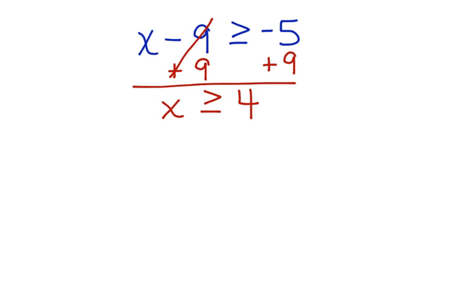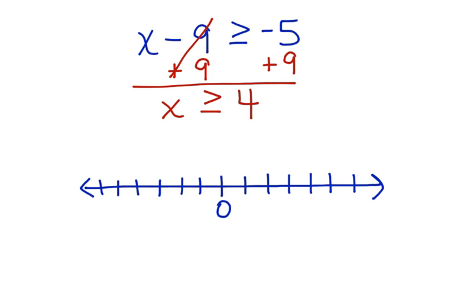Now we can also graph this solution on a number line. Take a look. Now the solution to this inequality also includes 4. So I'm going to put 1, 2, 3, 4. I'm going to put a closed circle at 4. And I know that x is greater than or equal to 4, so my arrow goes this way. Now I've graphed the solution to this inequality as well as solved it.